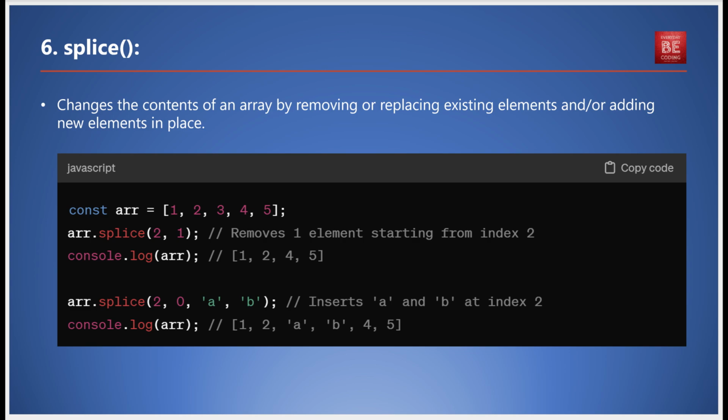Lastly, we have the splice method. This method changes the contents of an array by removing or replacing existing elements and/or adding new elements in place. For example, if you have an array with elements 1, 2, 3, 4, 5, and you use the splice method to remove one element starting from index 2, the array becomes 1, 2, 4, 5. You can also use the splice method to insert elements at a particular index. If you insert A and B at index 2, the array becomes 1, 2, A, B, 4, 5.